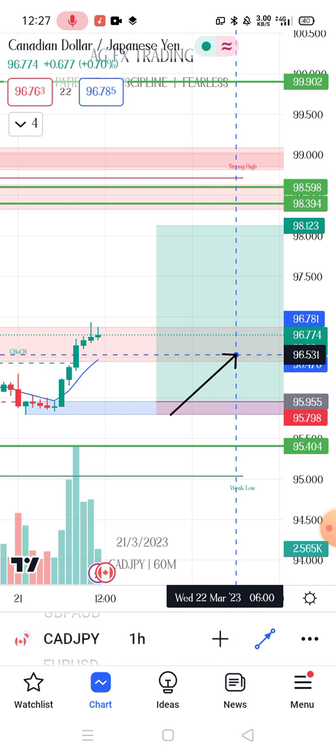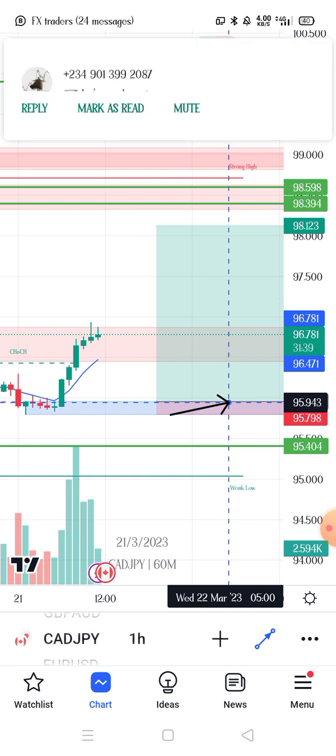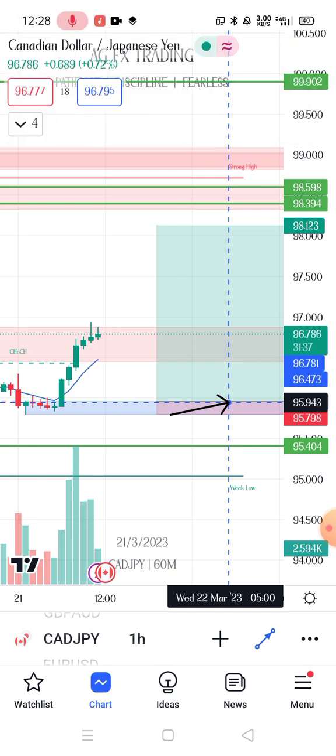But if it doesn't move in my direction and it decides to go haywire and do whatever it wants, I don't want to lose much. Now, this red here signifies stop loss. Stop loss simply means the amount of movement. Remember in my previous video, what you must know before trading forex, I told you what pips are. Pips are price movements.